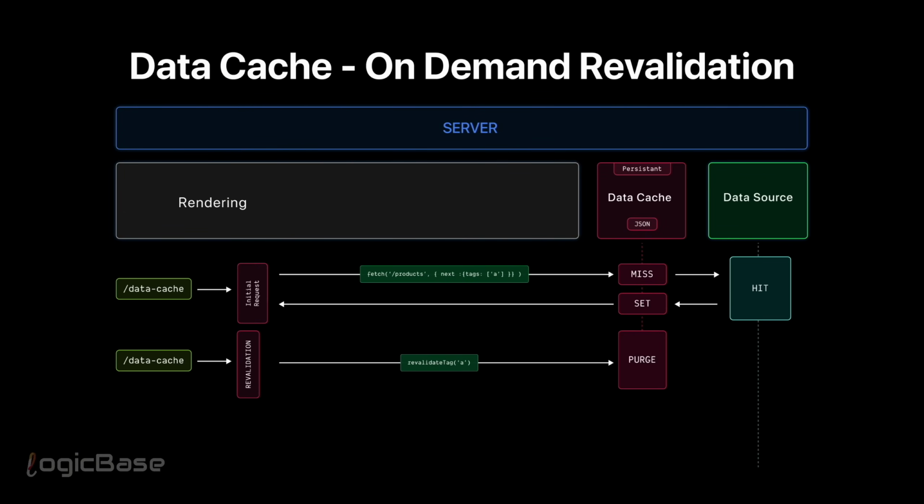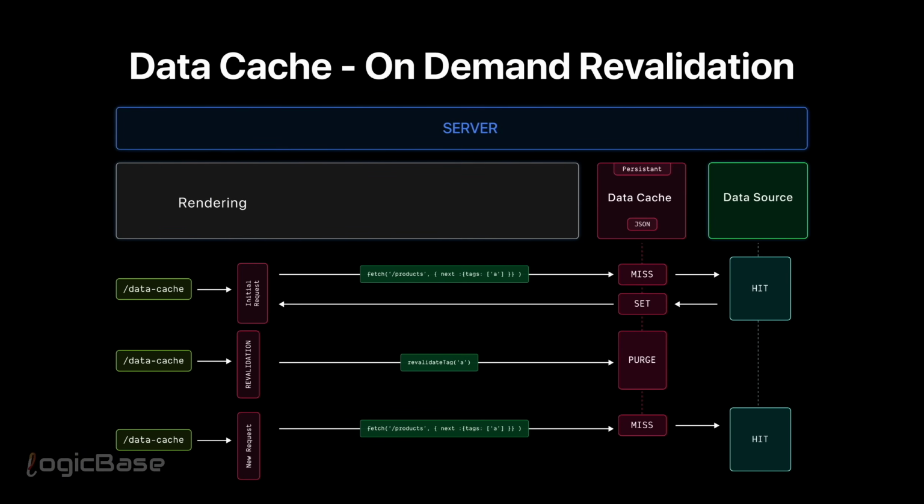When we call the revalidate function, we actually call the revalidate tag function. At that point, this data cache gets purged, meaning it gets cleared. Later, when a new request comes in, since the cache has been purged, it will miss again. Then it will hit the data source, fetch the data, set it in the cache, and in the next requests, the cache will be hit again. This is how we do the on-demand revalidation process. I have shown you this flow with a diagram so that it becomes easier to understand.